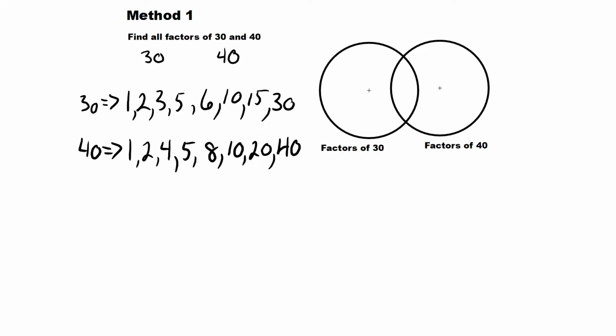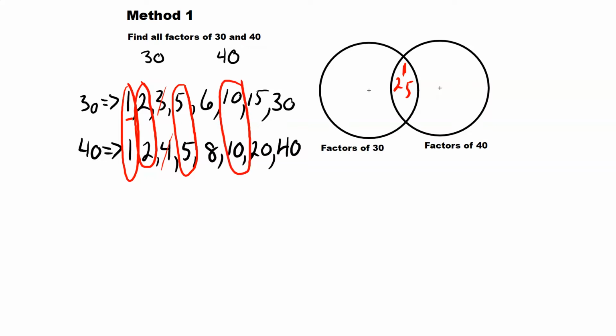So in the same way that I arranged the people by eye color and hair color, this time I'm just going to look for whatever factors are common to both 30 and 40. So I look here, I've got a 1 and a 1. So that means 1 is in the area of the overlapping circles. Then I've also again got a 2, so I can put a 2 in the overlapping circles. The 3 doesn't overlap, there aren't 2 of those, but there are 5s in both. So I can put a 5 in the overlapping circles. And then I also see I've got a 10 in overlapping.